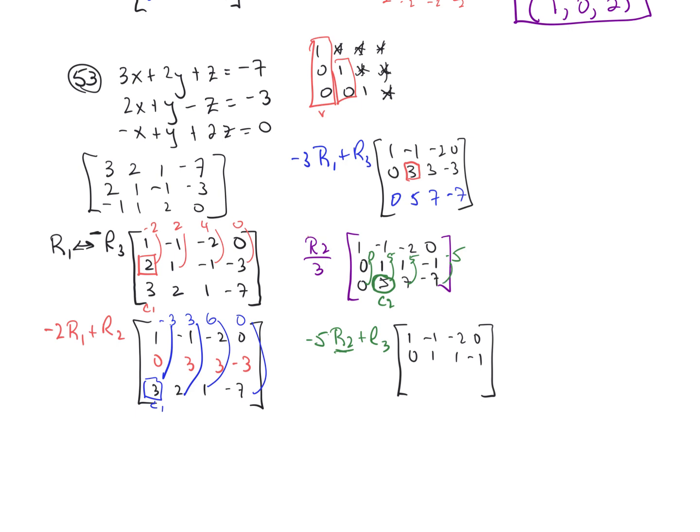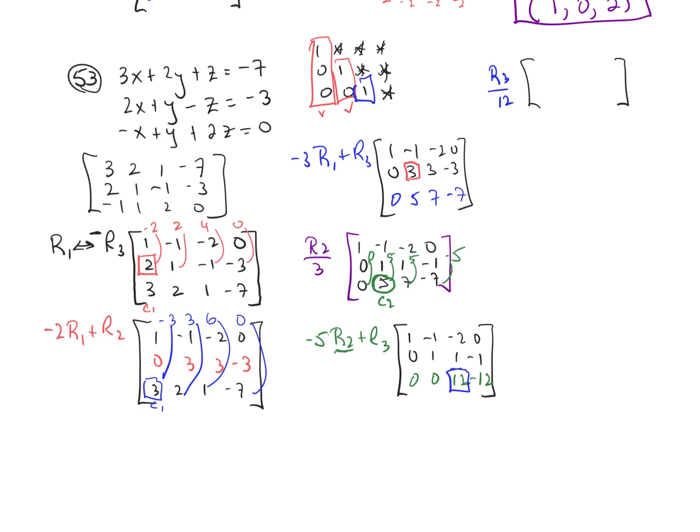So I end up with 0, 0, 12, and negative 12. Okay, so column 2 is now taken care of. Last but not least, I need a 1 down there in column 3 at the bottom. So I need this 12 to be a 1. So I'm going to take row 3 and divide by 12.